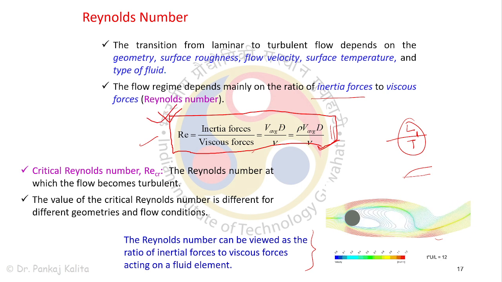So it's velocity into your dimension, and depending on which system we are talking about. If you are talking about the pipe, then this is your diameter, and upon viscous force, so for viscous force you have this kinematic viscosity. If we want dynamic viscosity, it will not be nu, it will be mu. Okay, so this is the formula that you need to remember.